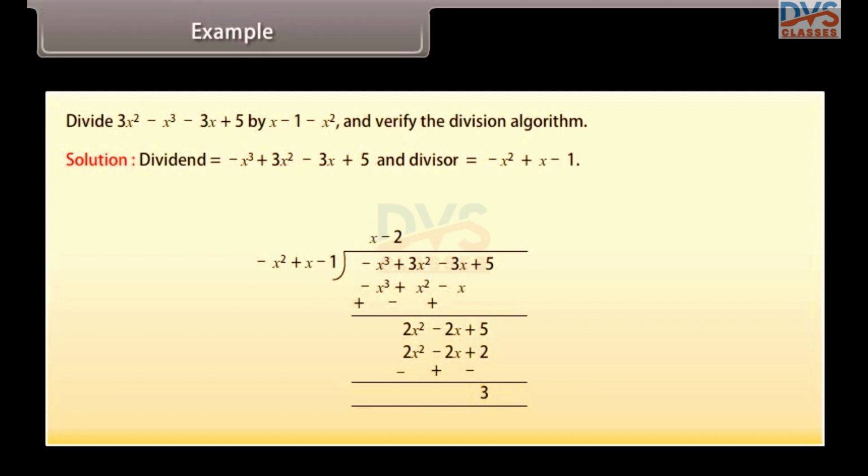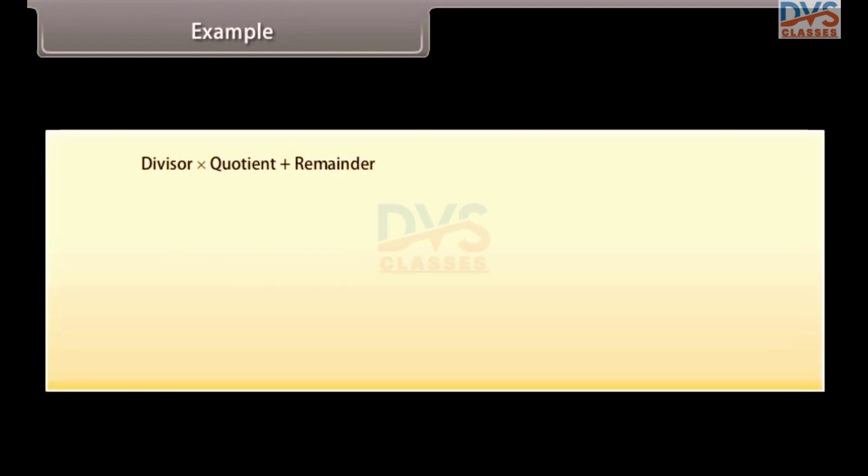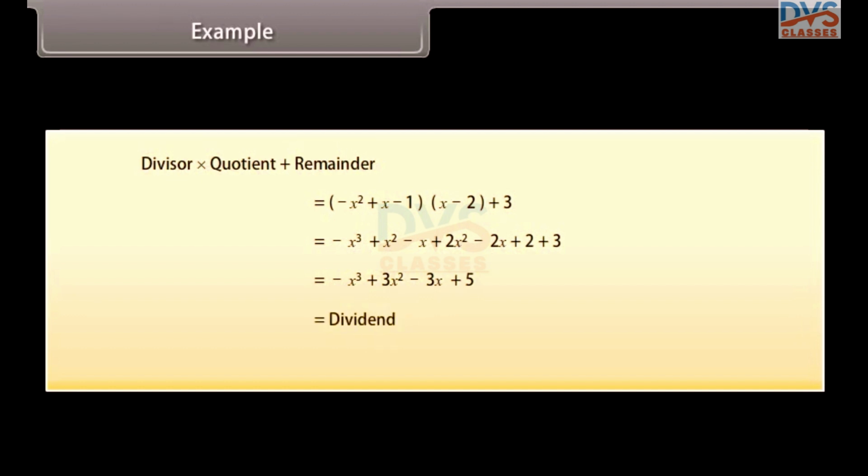Now to verify, let's see whether divisor times quotient plus remainder is equal to dividend or not. So, divisor times quotient plus remainder is equal to (minus x squared plus x minus 1) times (x minus 2) plus 3, which equals minus x cubed plus x squared minus x plus 2x squared minus 2x plus 2 plus 3, which equals minus x cubed plus 3x squared minus 3x plus 5, which is equal to the dividend. Hence, verified.